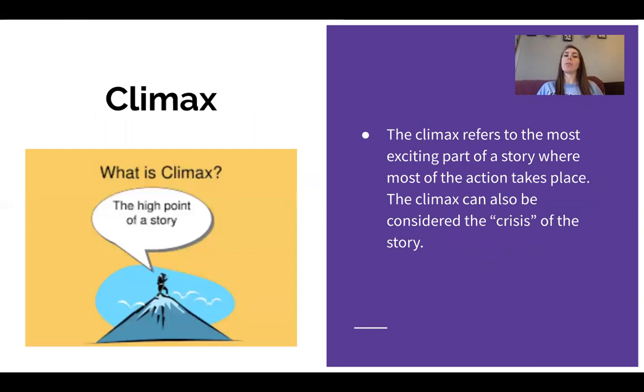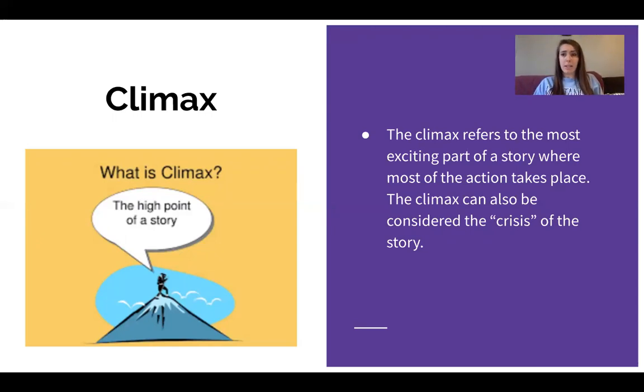So it's the high point of the story. The climax refers to the most exciting part of a story where most of the action takes place. The action can also be considered the crisis of the story. So when we think about the climax, we're at the very top of that mountain, okay? And at the top of that mountain, we've had all of that build up. So it's leading us to our aha moment, that most exciting, the most suspenseful. Okay, so whether you're reading a story or writing a story, when we think of the climax, we're kind of thinking of the dun dun dun, what's gonna happen part.